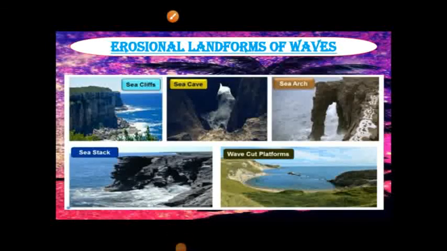A steady up and down movement of surface water is called waves. Erosional landforms of waves. Sea cliffs. Sea cliffs are steep rock faces formed when sea waves dash against them. The rocks get eroded to form steep vertical walls.